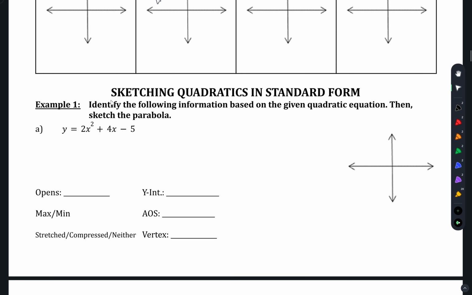And it says that on here. It says sketch the parabola rather than draw a nice parabola. We're going to see what that looks like here. So we're going to start with some vocab.